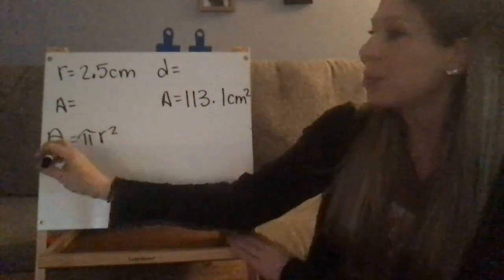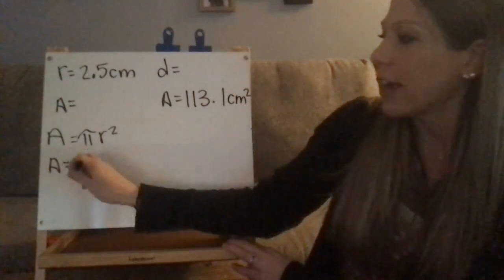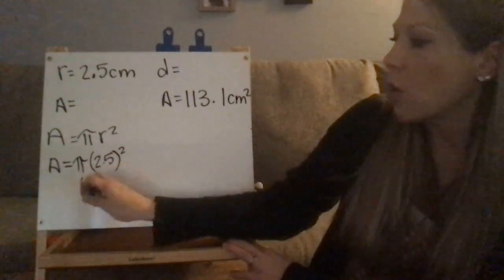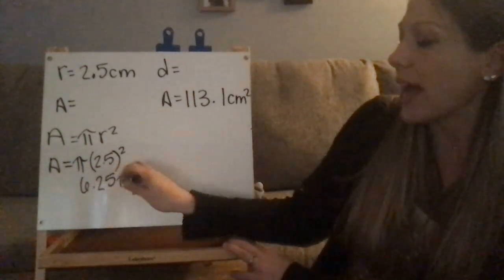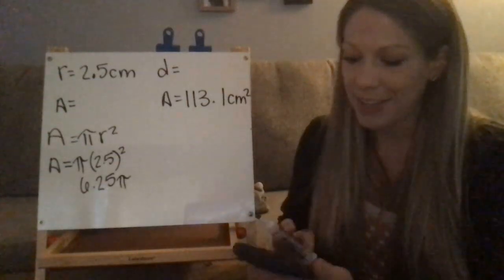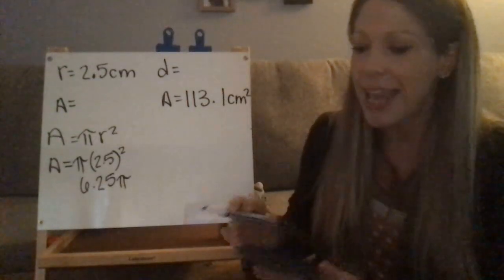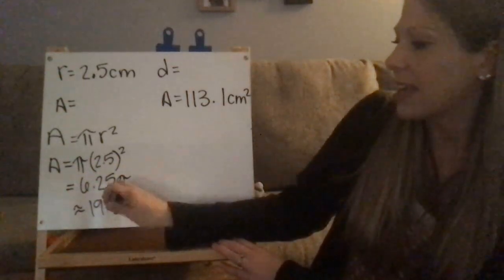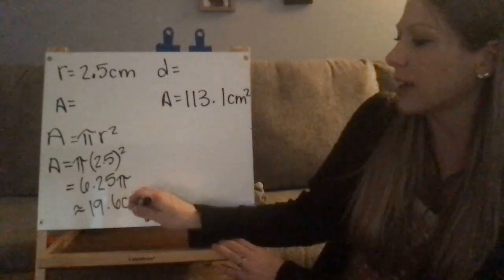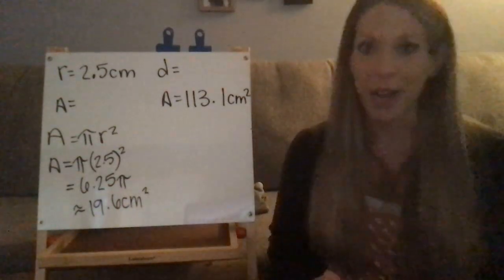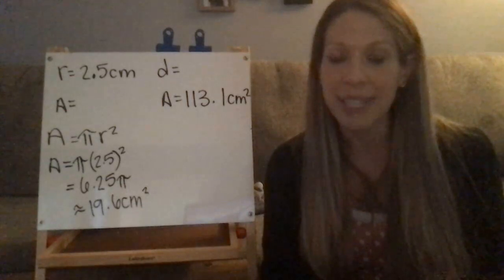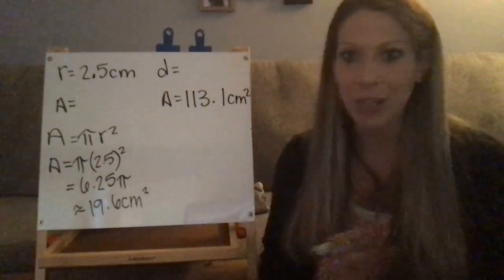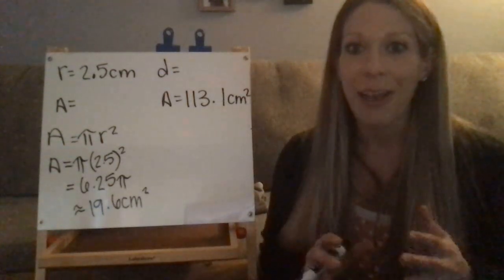So if our radius is 2.5, then our area is pi times 2.5 squared, or 6.25 pi, or 6.25 times pi, which is about 19.6. And if our units were centimeters, our area is centimeters squared. So remember, with circumference we're talking about distance, so we do not square our units. With area, now we are talking about a two-dimensional area, so we need to square our units.